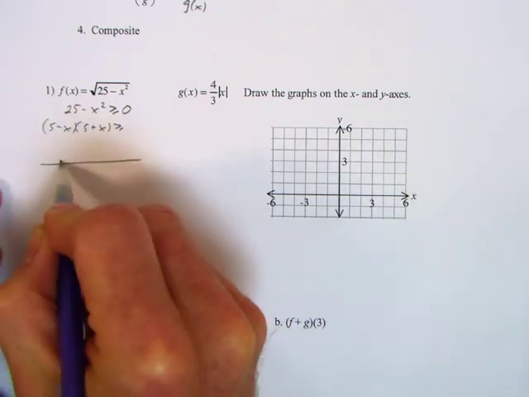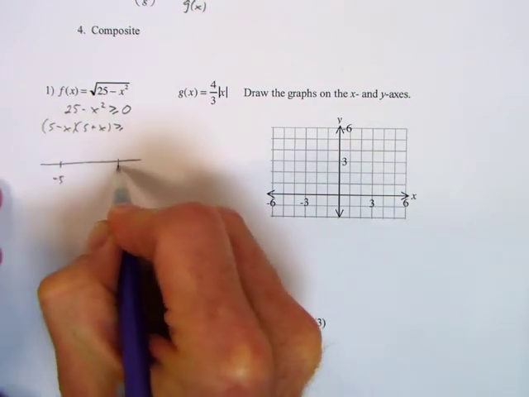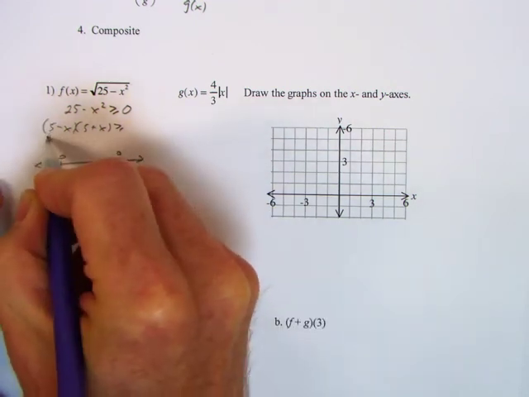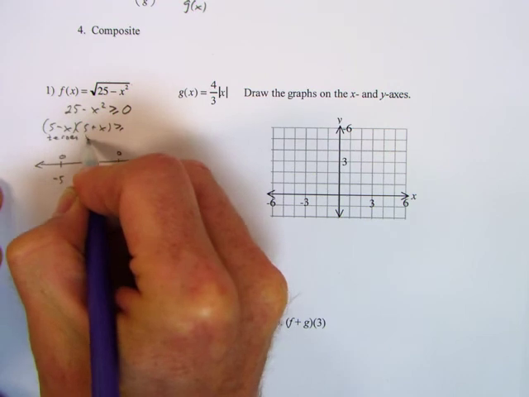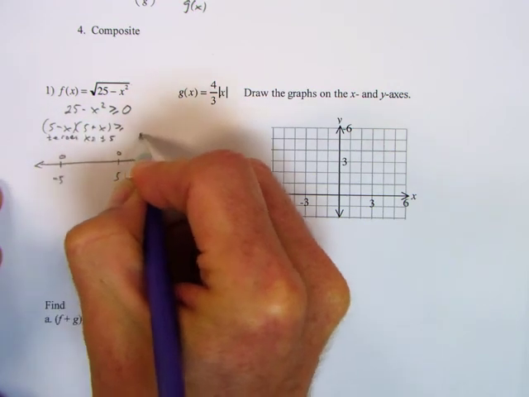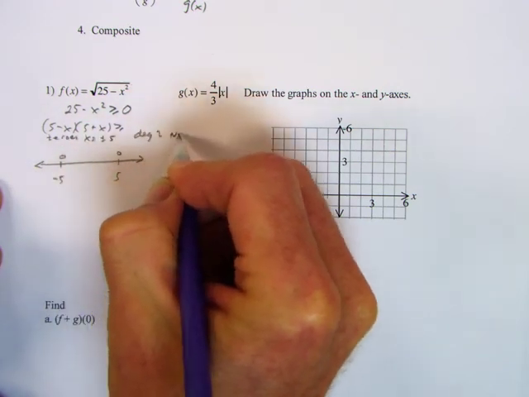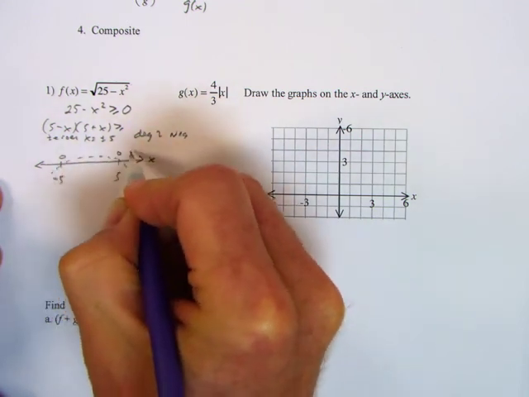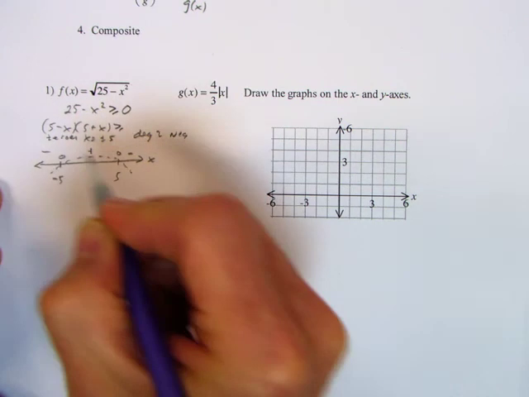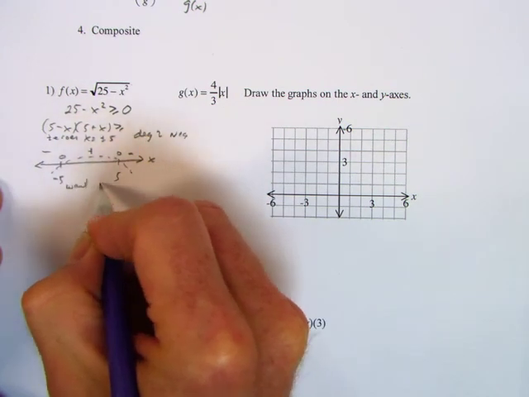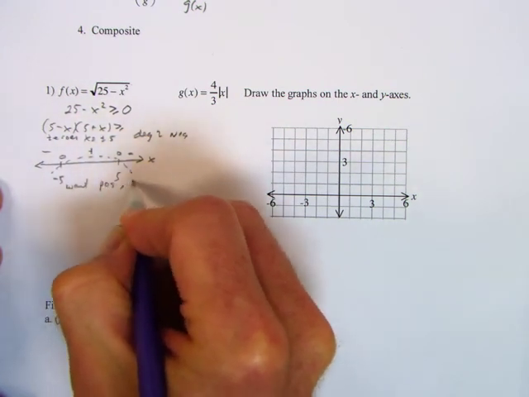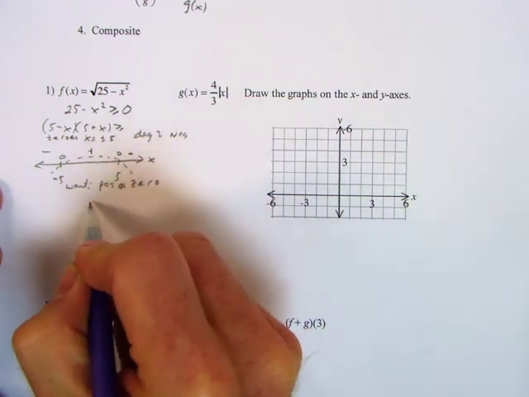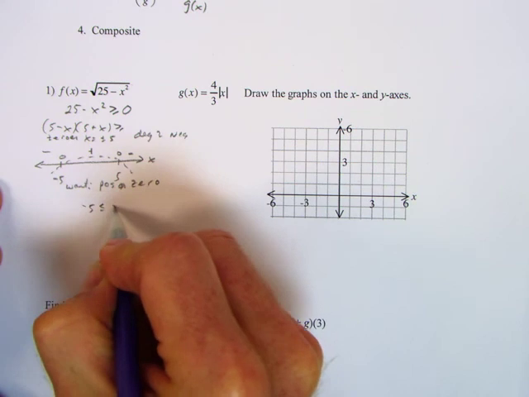We'll look at a number line. We have negative 5, 5. Forgot to write my zeros. x equals plus or minus 5. It has degree 2 and it's negative, so we're going down. We have negative, positive, negative. What do we want? We want positive or 0. So therefore we want it from negative 5 to 5.